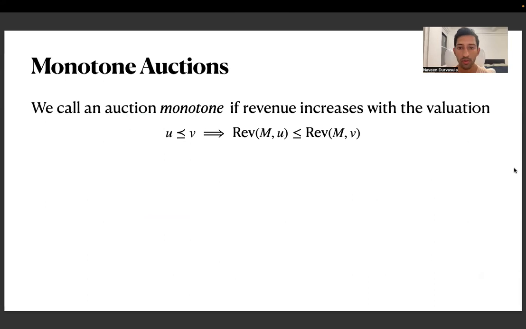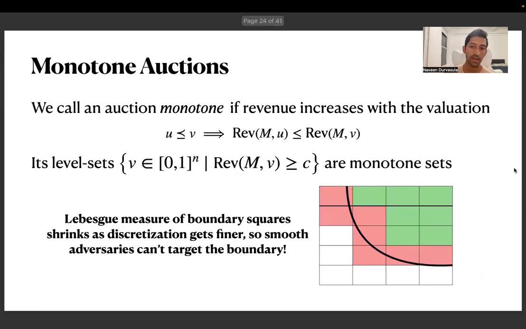We call an auction revenue monotone if revenue increases with the valuation. And as a consequence of this, the level sets of any revenue monotone auction are monotone sets. That is, if a point lies within the level set, increasing each of its coordinates keeps it within the set. And we exploit a very specific property of monotone sets. That is, if we draw a grid and consider all of the squares that intersect with the boundary of this set, as the discretization gets finer and finer, the Lebesgue measure of these boundary squares gets smaller and smaller. And so what this means is that a smooth adversary can't target the boundary.